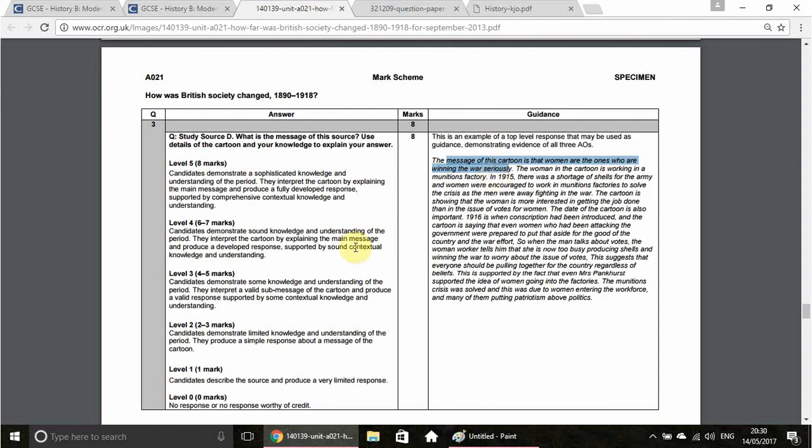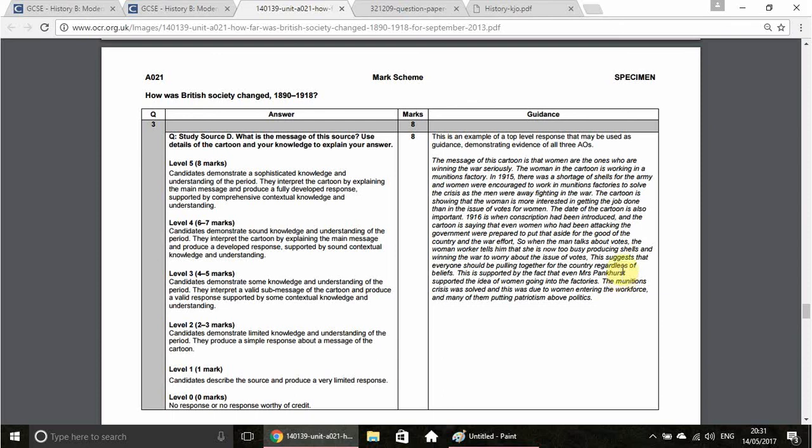Again, you need to be specific to the time, so adding in the fact that conscription has been introduced by 1916 is a good idea, and talking about the fact that Mrs. Pankhurst and the suffragettes decided to dedicate themselves. You could also put in things like women were part of all sorts of different things, not just munitions. You could give examples of the Wrens, for example. And this would show that you've got really detailed knowledge of the time.